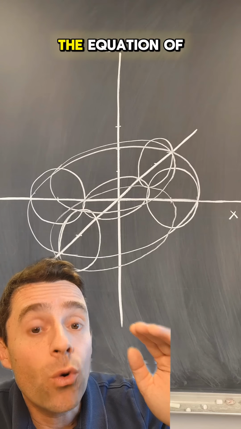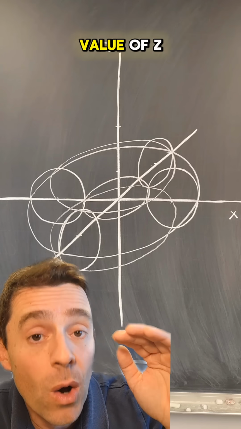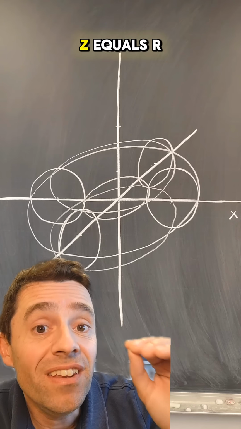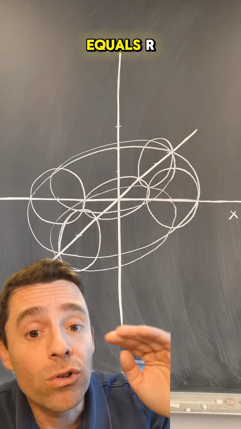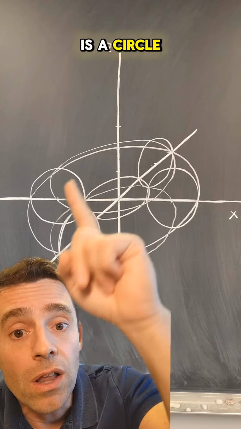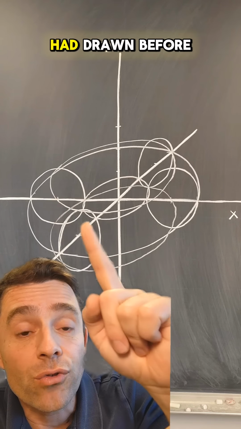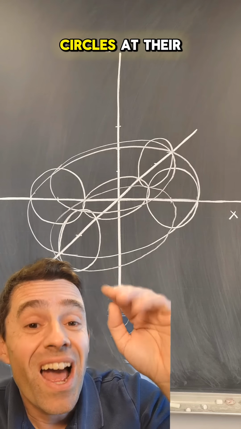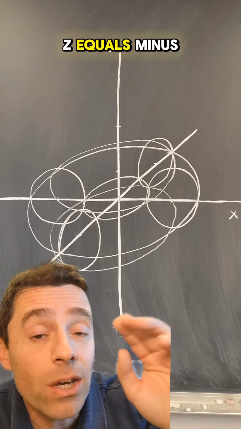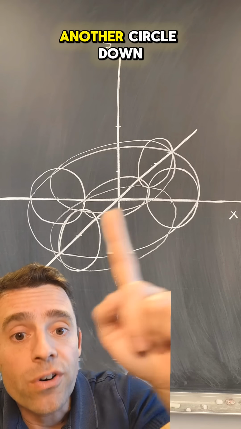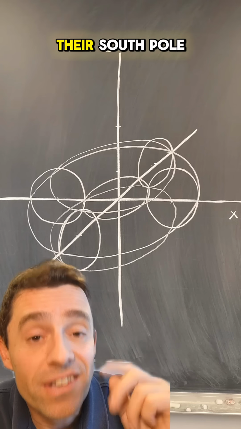Now, if you go back to the equation of the torus, you'll see that those points with the highest possible value of Z are those with Z equals R. So if you do the cross-section of the torus with Z equals R, what you get is a circle on top of the torus that touches those four circles we had drawn before. It touches those circles at their north pole. And similarly, if you do the cross-section with the plane Z equals minus R, then you get another circle down below that touches the four circles at their south pole.